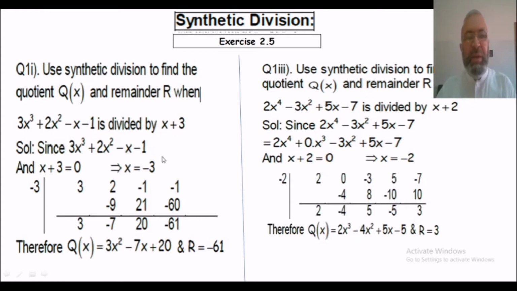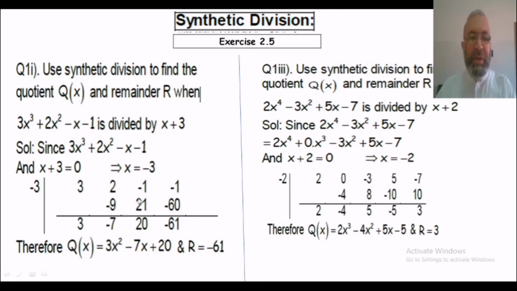So for synthetic division, first write the equation in descending order, or ascending order, mostly descending. Then write the coefficients: 3, 2, minus 1, minus 1. Next, we divide by x plus 3. We write x plus 3 is equal to 0, that is x is equal to minus 3. So minus 3 is the root of this equation, and we divide by minus 3.